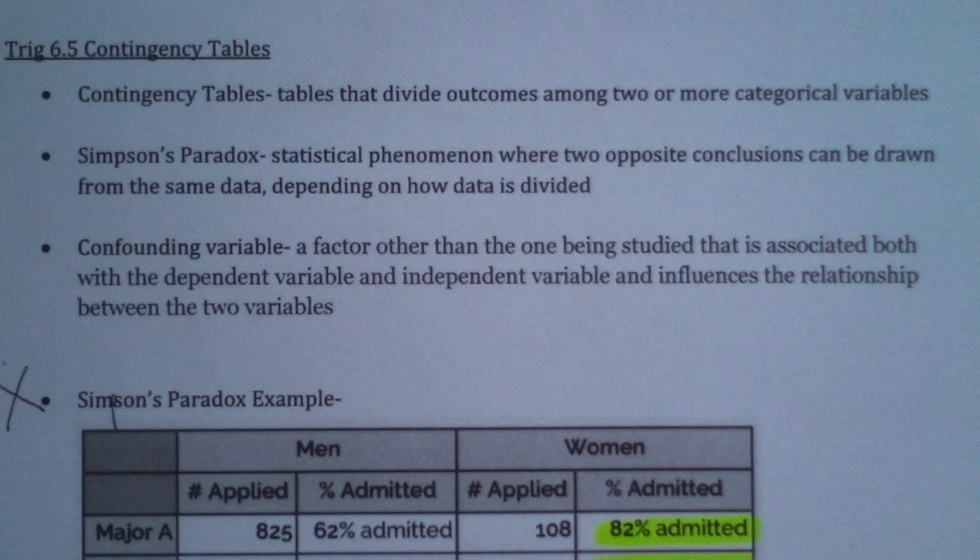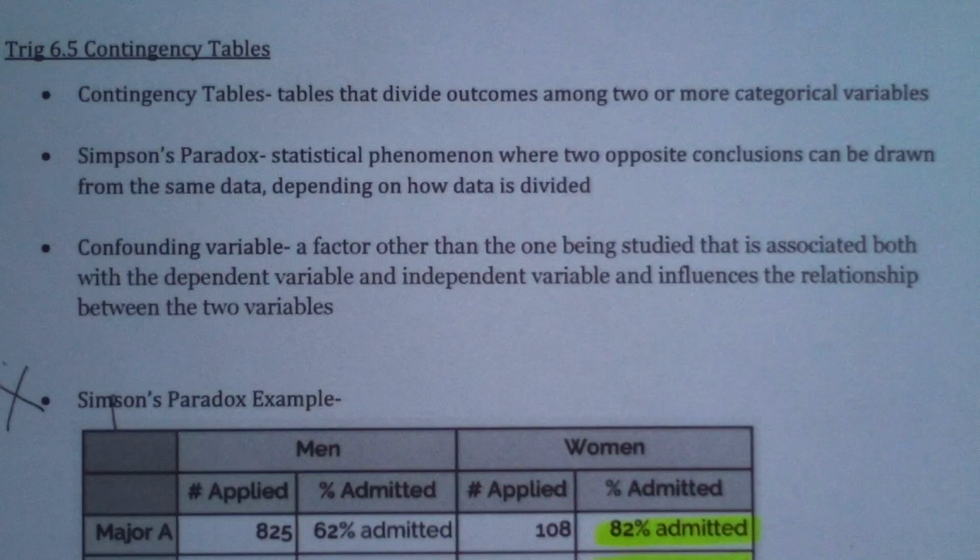It says opposite conclusions can be drawn from the same data depending on how it's divided, and I'll show you an example of that here. It's basically like opposite things are happening compared to what actually should be happening. That's why they call it a paradox or a phenomenon. And it comes from this confounding variable.